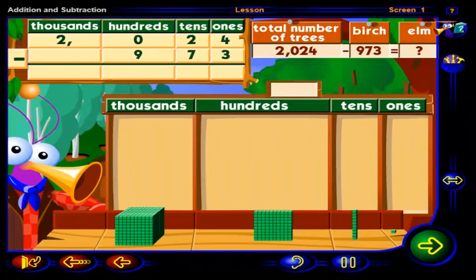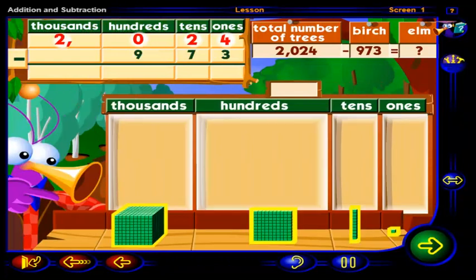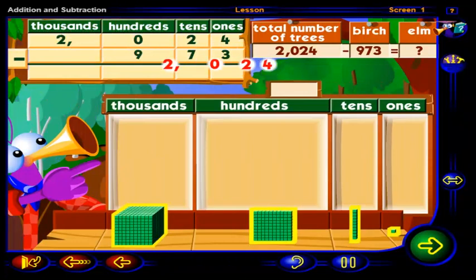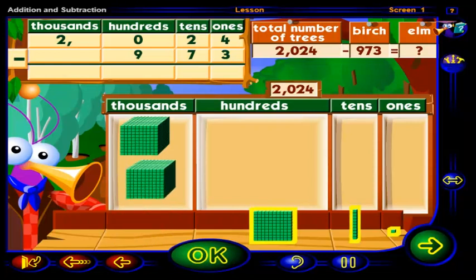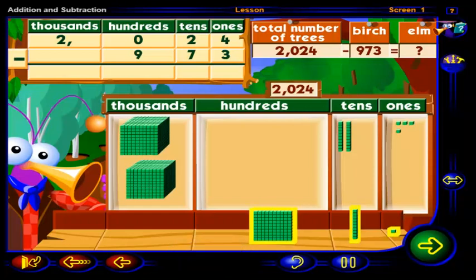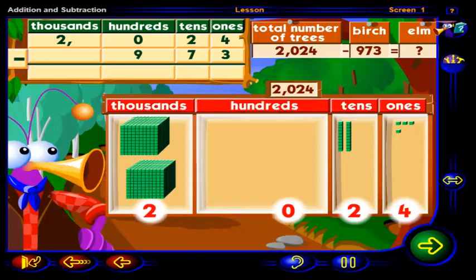Good idea. Blocks can help us regroup. Let's show the number we are subtracting from. Drag blocks to show the number 2024. When you're done, click OK. That's right. These blocks show 2024.